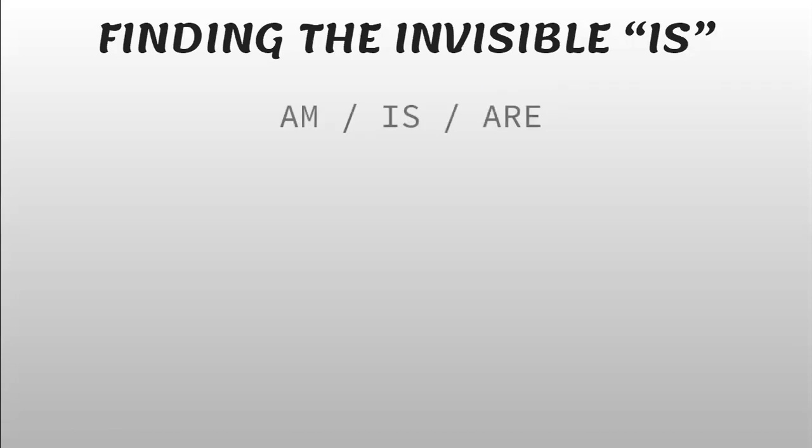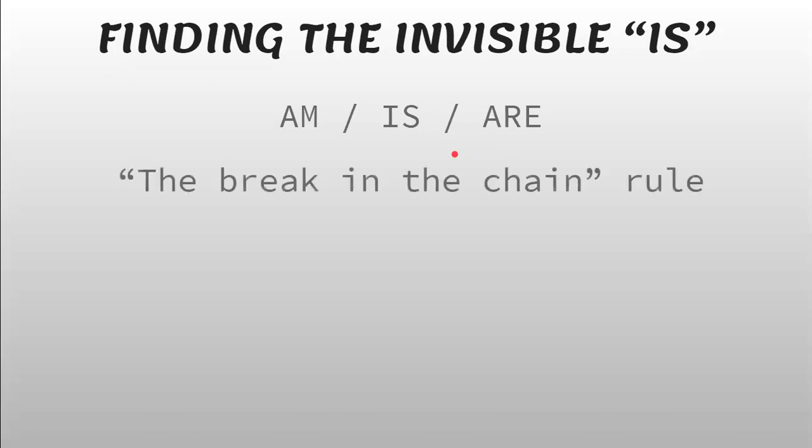So the thing is, we have to find out the invisible "is." If we can find the invisible "is," then we can understand the sentence. We have to find out the invisible "is" to understand the sentence in Arabic. I told you that the am, is, are is missing, and we have to find out how we're going to find it.